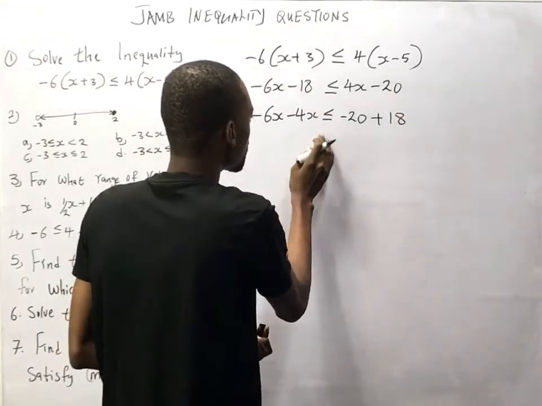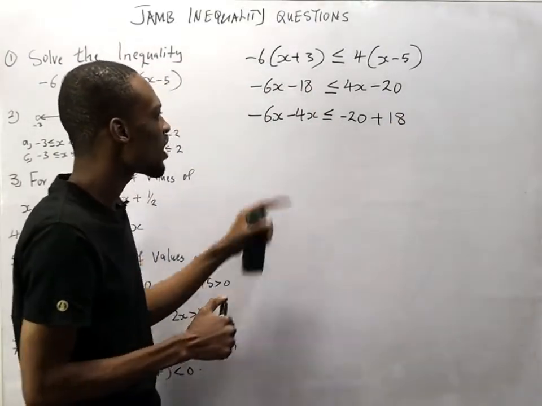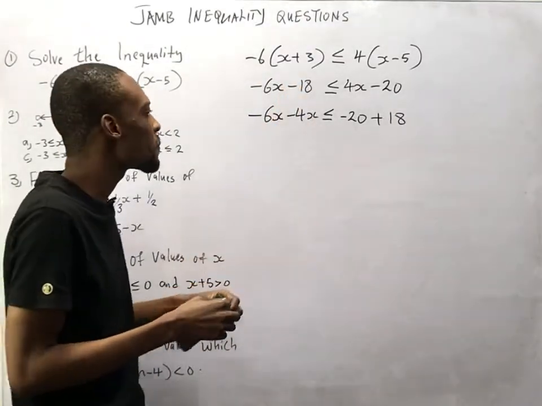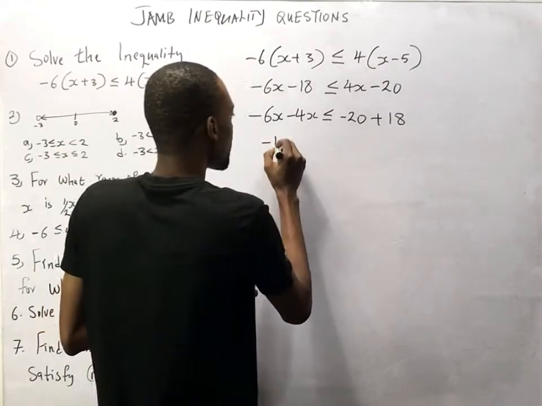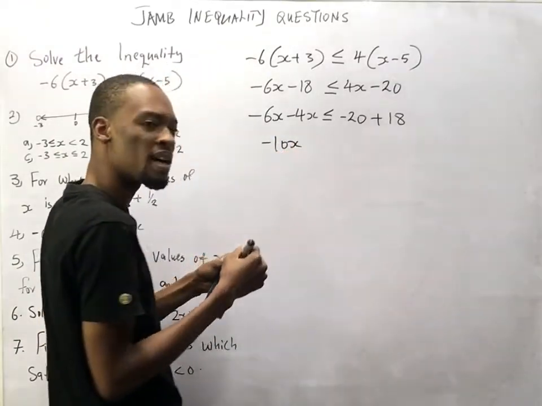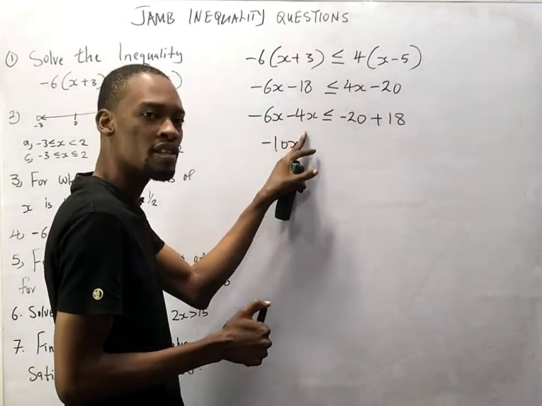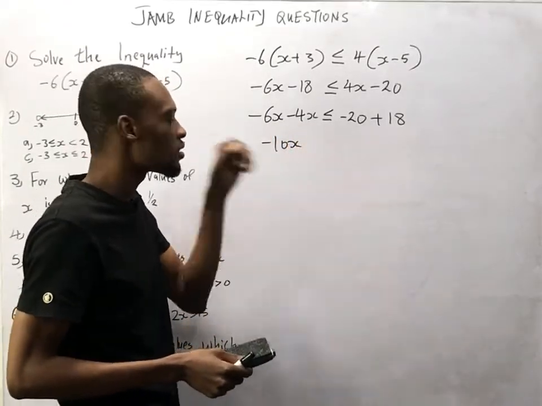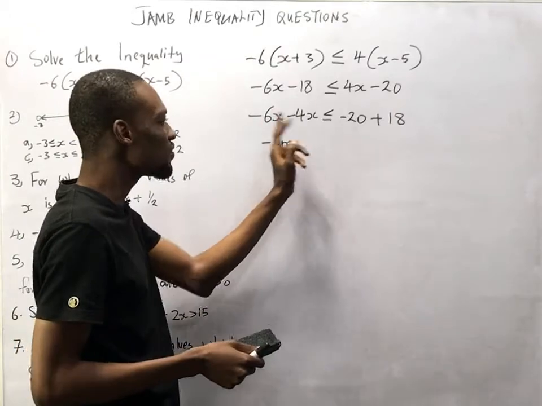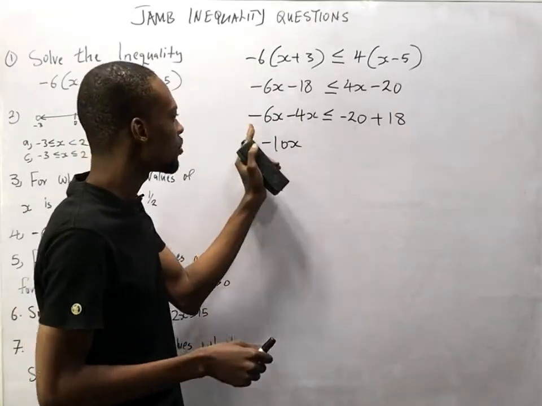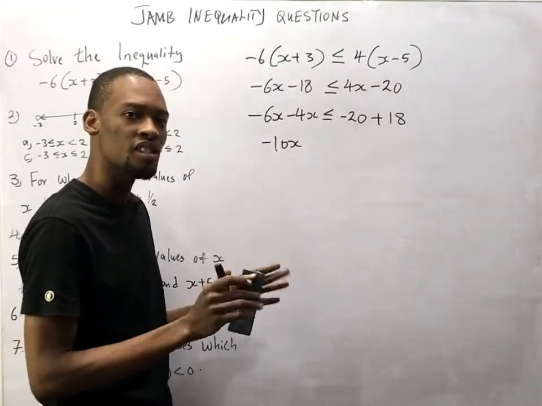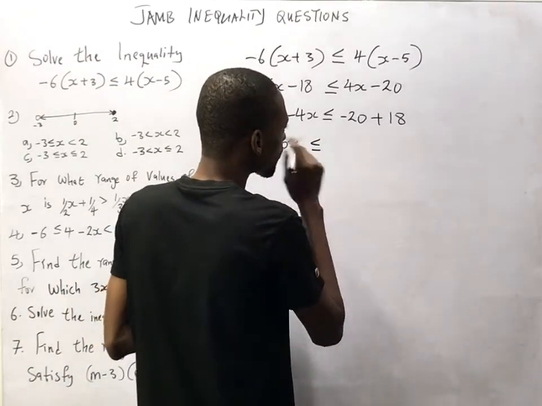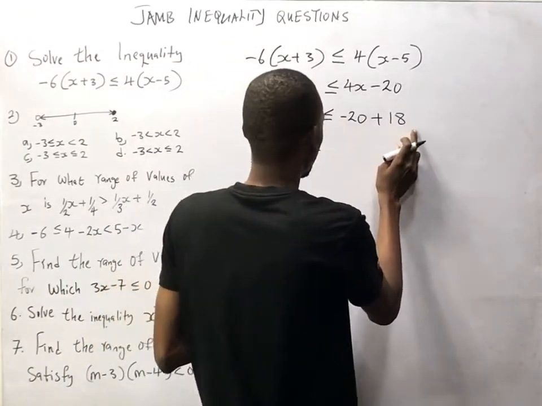Minus 6s minus 4s, this implies that we are owing 6s and now borrowed another 4s. So this is minus 10s. Remember, this is not the same thing as 6 minus 4s. This is minus 6, not 6. 6 minus 4s is 2s, but minus 6 minus 4s is negative, so you add them and put minus. That's a simple rule. This is lesser than or equal to minus 20 plus 18.